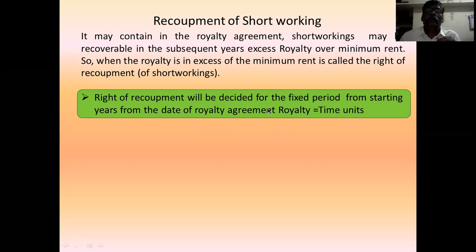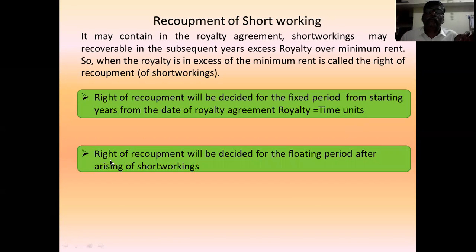Recoupment of short working will be decided for a fixed period from the starting year, from the date of the royalty agreement. This is based on time units. So, first 4 years, first 3 years, like this, they make an agreement. Within the first 4 years, the short working is to be recovered. In the first 4 years, you are permitted to recover the short working. After that, you are not permitted to recover the short working. Like this, there may be an agreement.